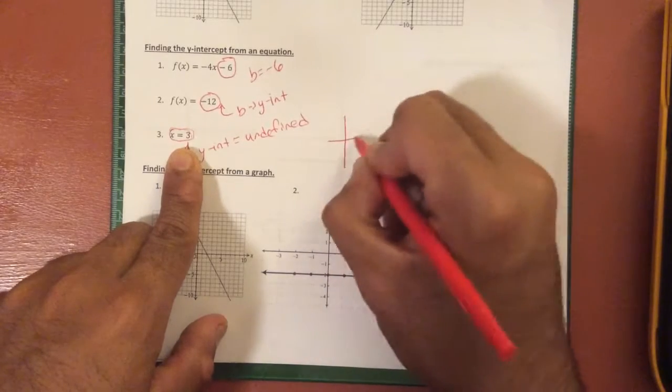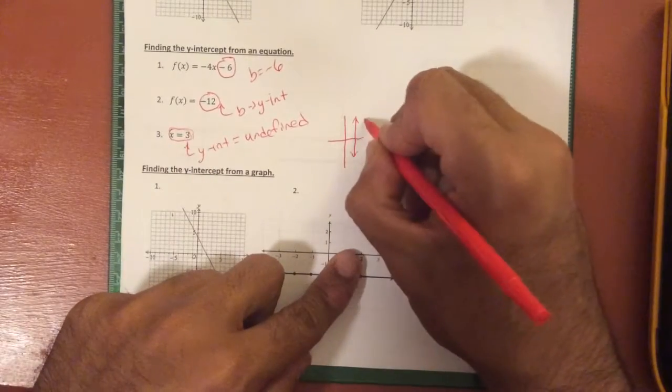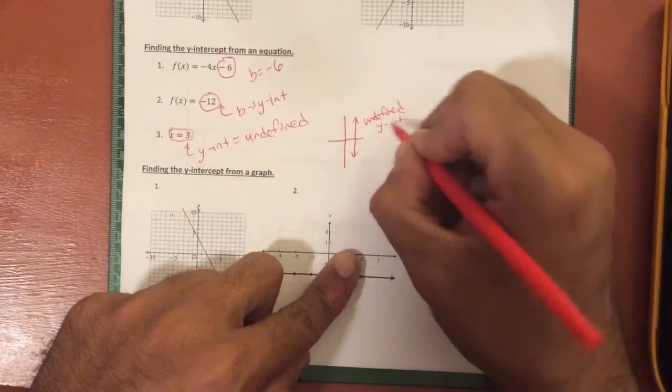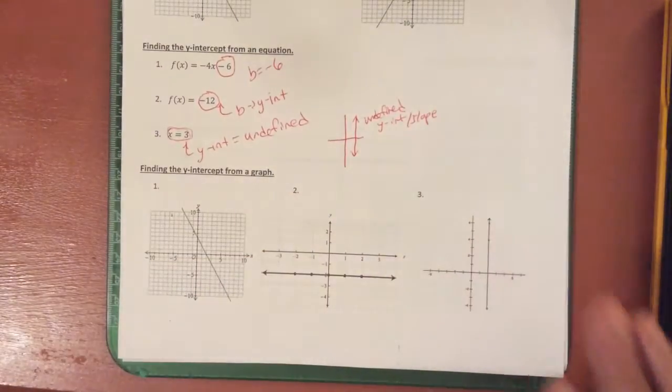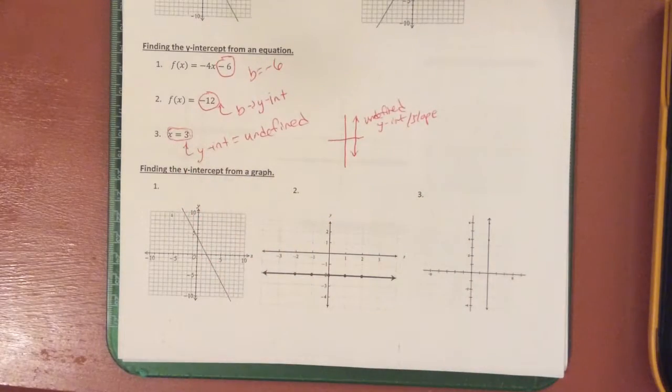Okay? So if it's a vertical line, that means there's an undefined y-intercept and an undefined slope. Okay? So anytime you see x equals a number and they say, what is the y-intercept or what's the slope of this line, you know that it's going to be undefined.